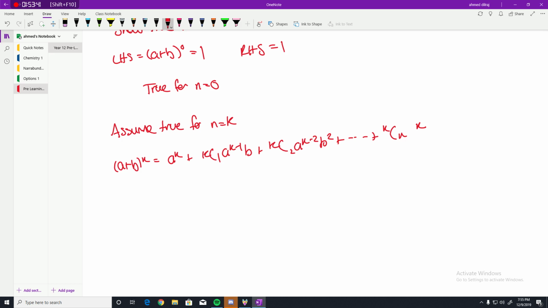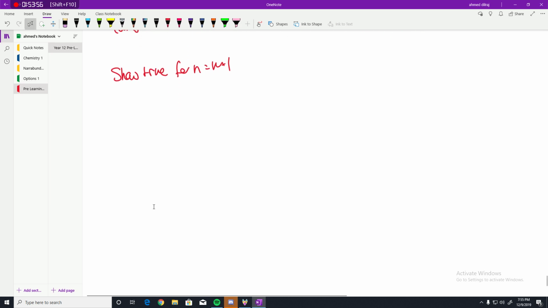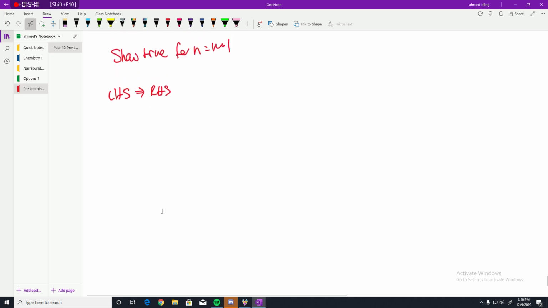Now, Omi, what's the last step for induction? Prove true for n is equal to k plus 1. Perfect. So, show true for n is equal to k plus 1. So we're going to start off with our left-hand side, right? And then we're going to go to our right-hand side, right? So I'm going to do an easy induction problem and then a hard induction problem.